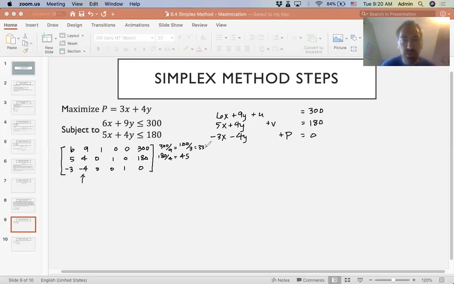So we're taking the smaller of the two ratios. So we're going to use this 9 as our pivot. We want to make that 9 become a 1, then everything else in the column becomes zeros. So we will do that by multiplying row 1 by 1/9. 6 divided by 9 is 2/3. 9 divided by 9 is 1. 1/9, 0, 0. And 300 divided by 9, I'm leaving that as 100 over 3. Everything else stays the same.